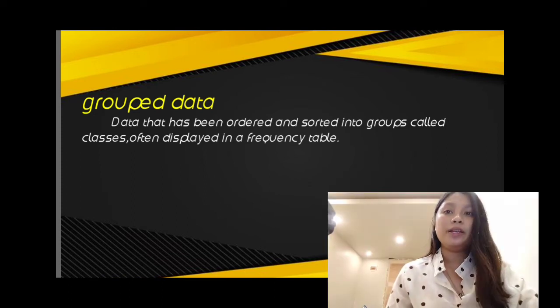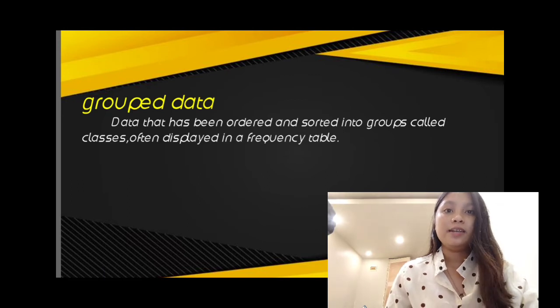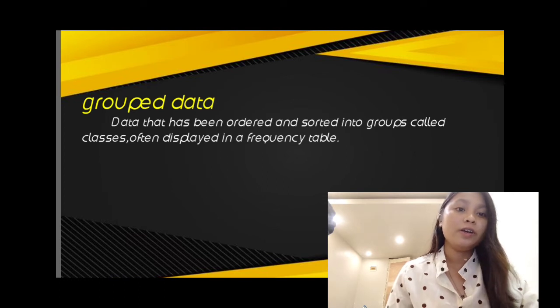How to get the mean in the grouped data? To calculate the mean of the grouped data, the first step is to determine the midpoint of its interval or class. This midpoint must be multiplied by the frequencies of the corresponding classes. The sum of all the products divided by the total number of values will be the value of the mean.